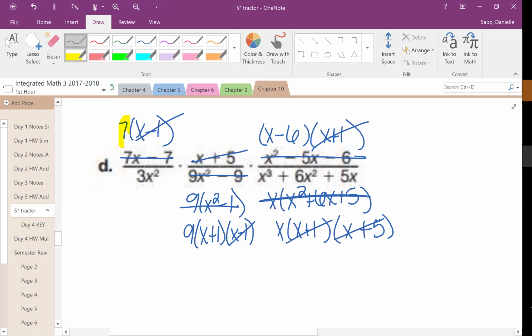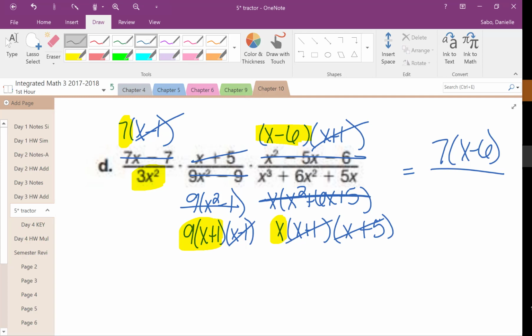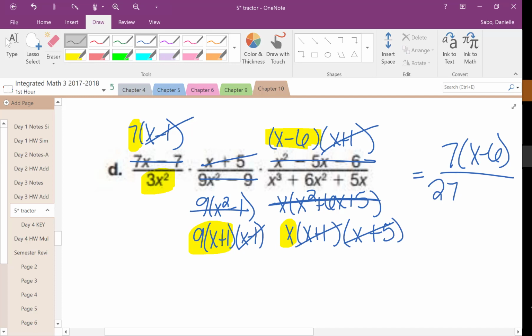So what's left over? I have a 7 left and an x minus 6. So 7 times x minus 6, all over. Don't forget about this guy over here. Even though we didn't factor him, he's still hanging out. And this and this. So let's take our time. Do your numbers first. What's 3 times 9? 27. What is x squared times x? X cubed. And then we have the x plus 1 left.